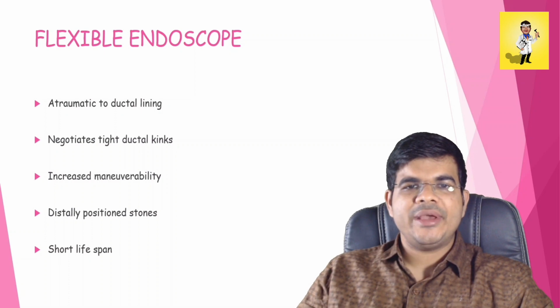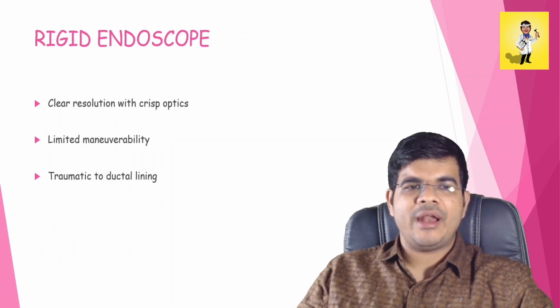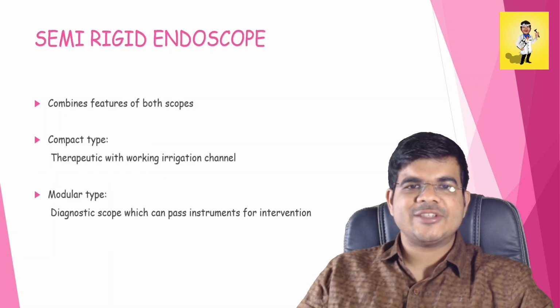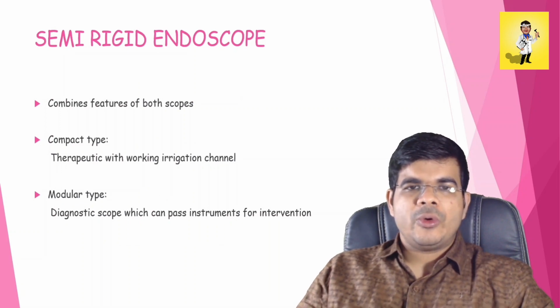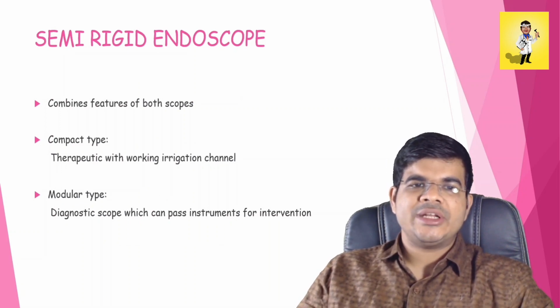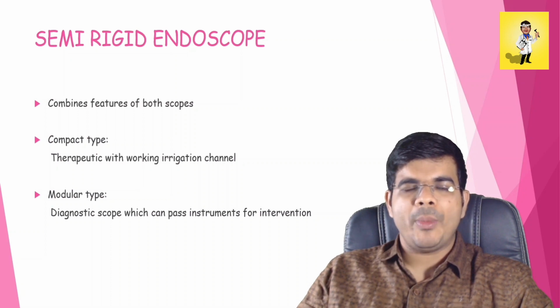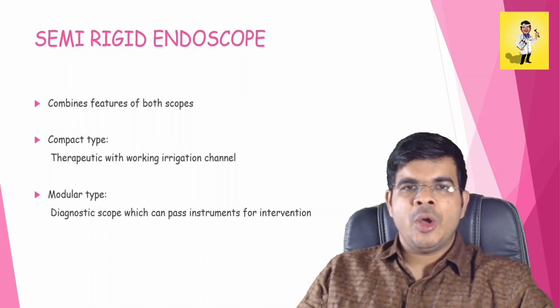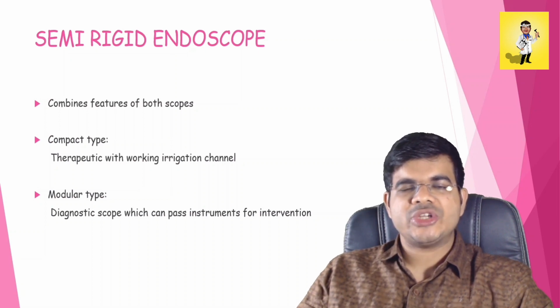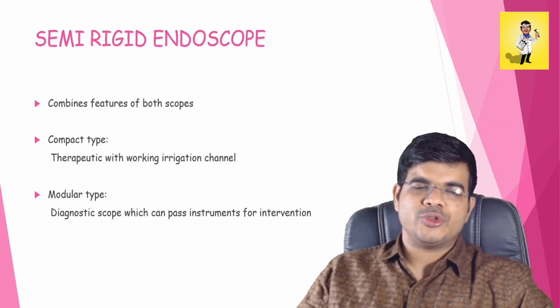Now, there are semi-rigid endoscopes available as well. What is the importance of the semi-rigid endoscope? It combines the features of both rigid as well as flexible. So, the compact type of semi-rigid endoscope is the one which is more commonly used. It is therapeutic with a working irrigation channel. Modular type is a diagnostic type of semi-rigid endoscope.